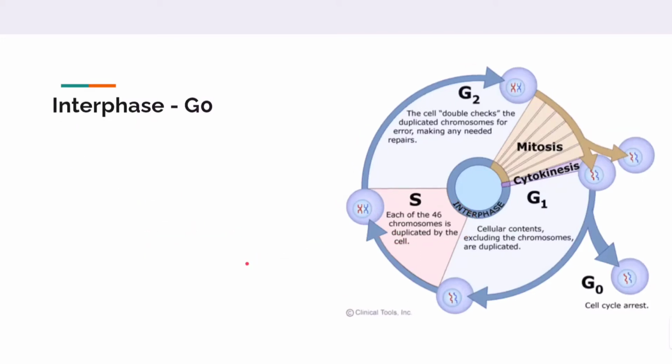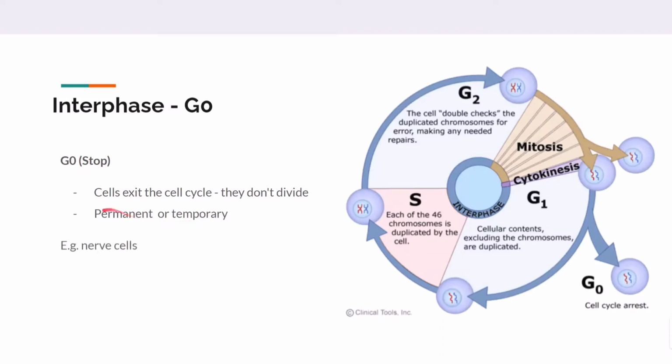And lastly, there is G0, but G0 isn't technically part of every cell and their cycle. G0 stands for, well, stop. It is when the cell exits the cell cycle, so the cell no longer carries on this process to go and divide again. This can be permanent or temporary. If a cell exits the cell cycle permanently, this could be a nerve cell. It's not going to want to replicate again, so it goes into cell cycle arrest. It doesn't go on to replicate anymore.